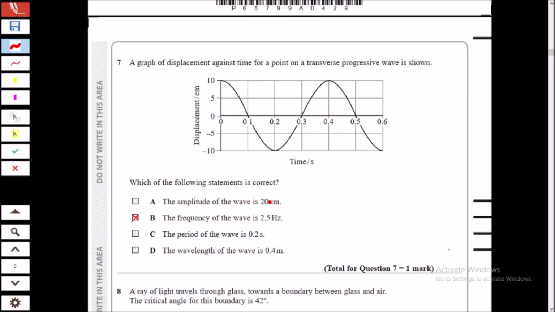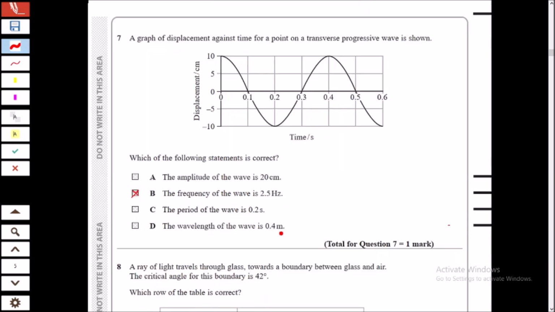The amplitude is 20 centimeters. That's wrong, because the amplitude is 10 centimeters. The period of the wave is 0.2 seconds? No, the period of the wave, as we can see, is 0.4 seconds. The wavelength is 0.4 meters. Well, we don't know anything about the wavelength, so that is out of the question. So only B is the correct answer. The frequency is this much. How do you know? You can see the total time period is 0.4. Frequency is equal to 1 by T, which is 1 by 0.4. That gives us 2.5.